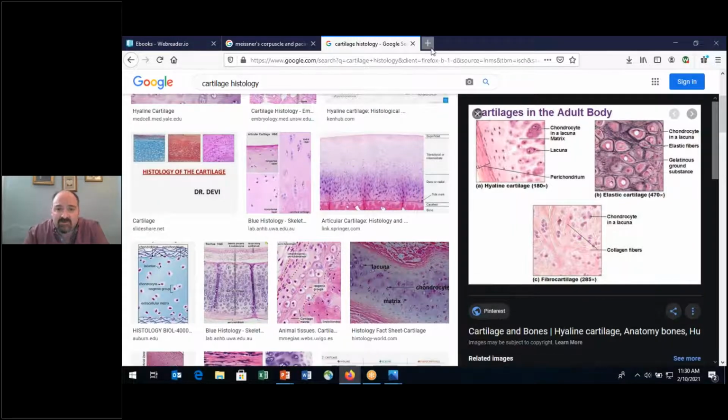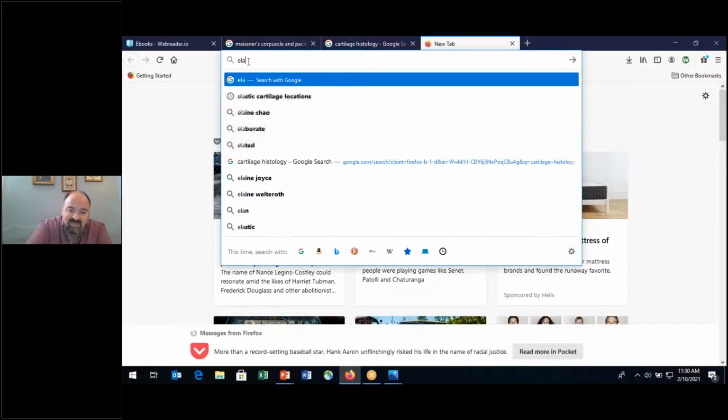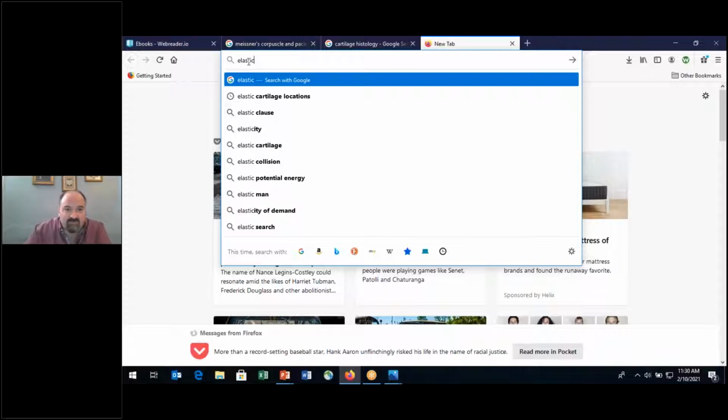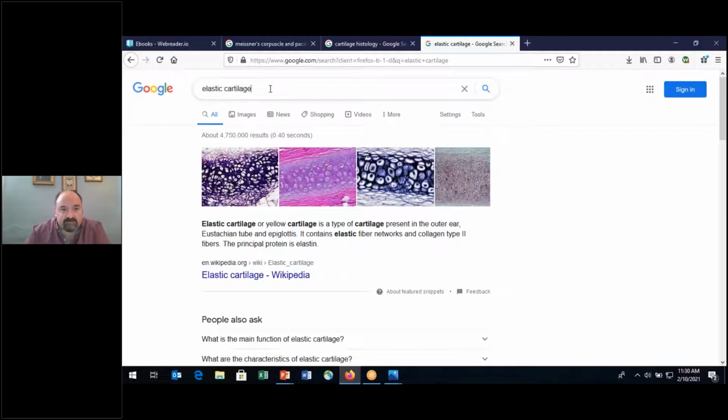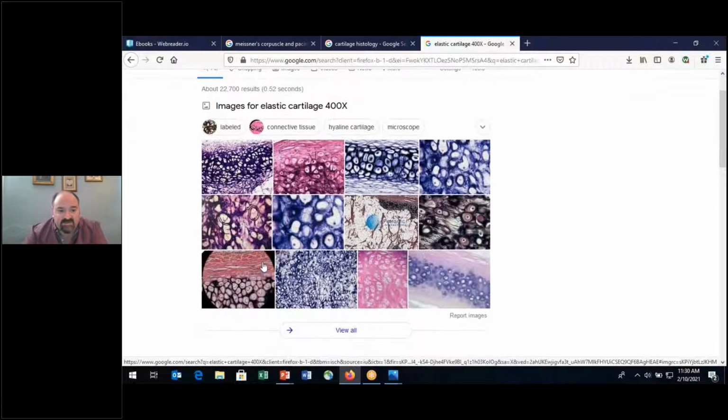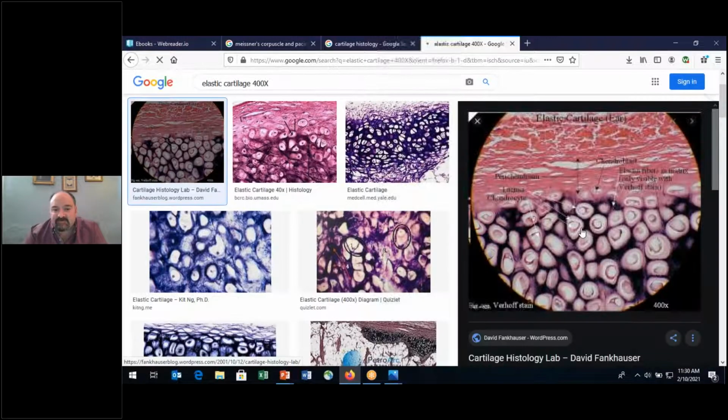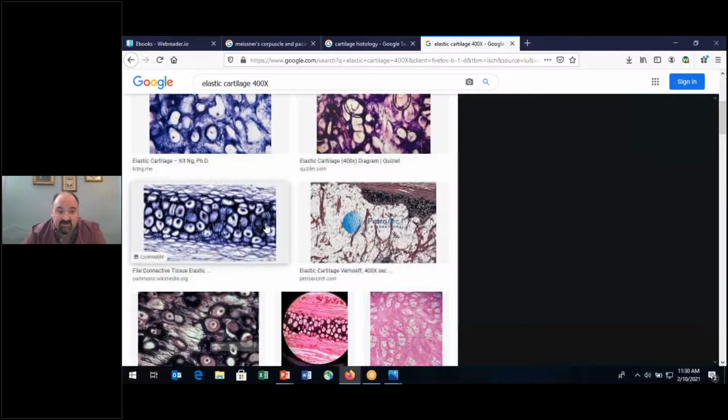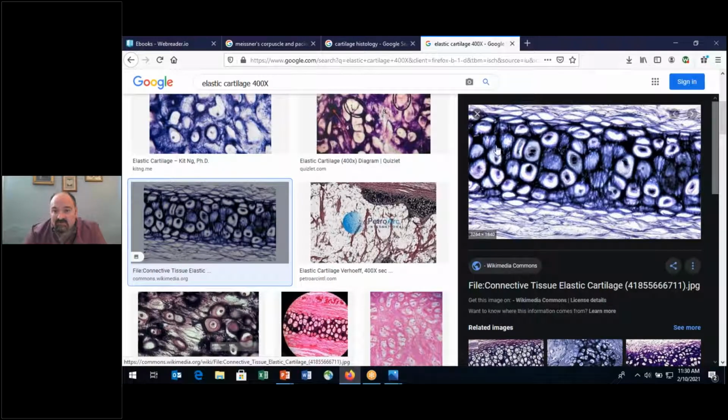And what you'll see here with elastic cartilage is those dark elastic fibers. When you look at this, this is what you're going to see in the lab. These are the chondrocytes, the cartilage cells. They're in a space called a lacuna. So lacuna, cartilage cell, and you'll see these black areas. Those are the elastic fibers. Let's take a look at one here. This is elastic cartilage. The dark lines there, those are the elastic fibers.